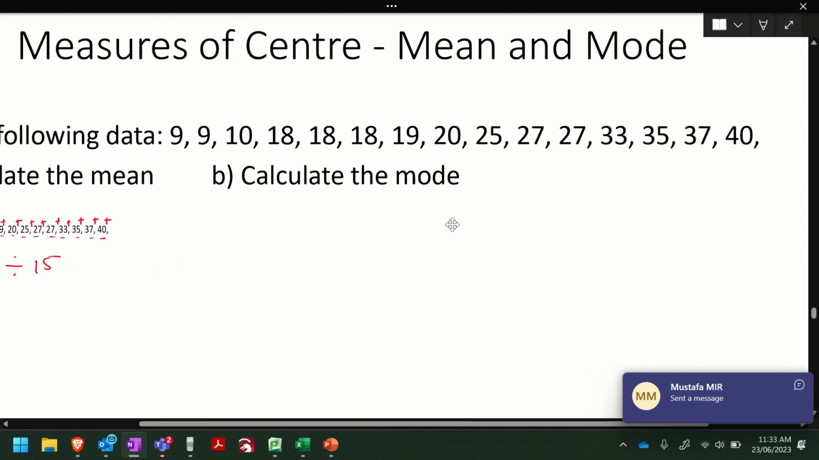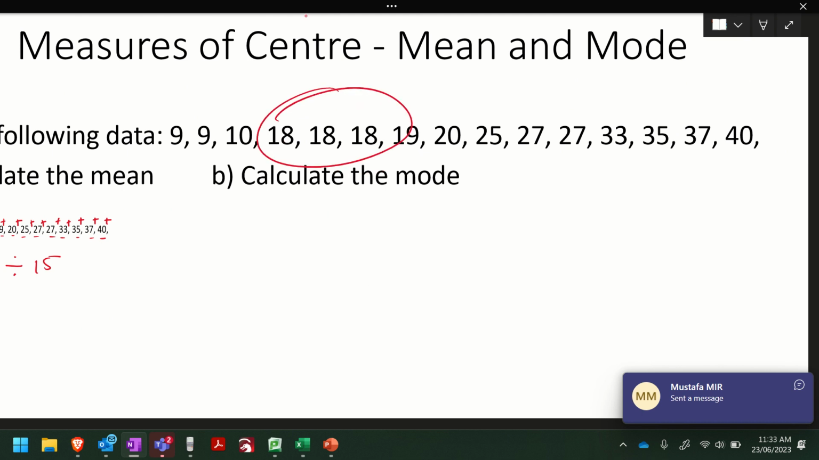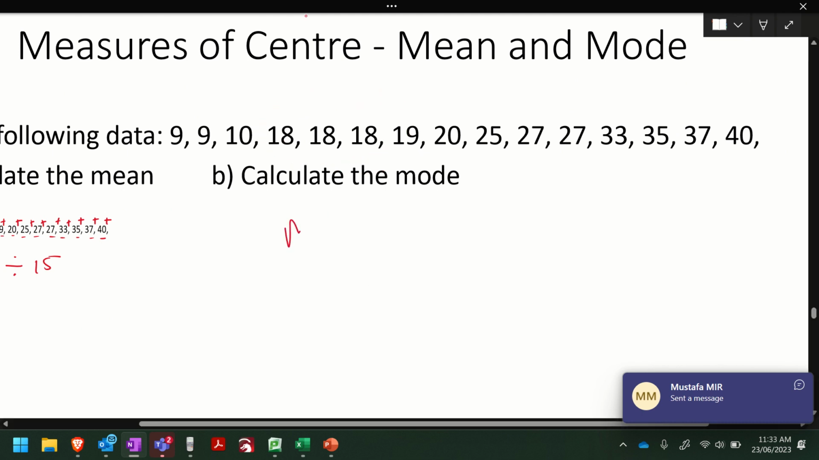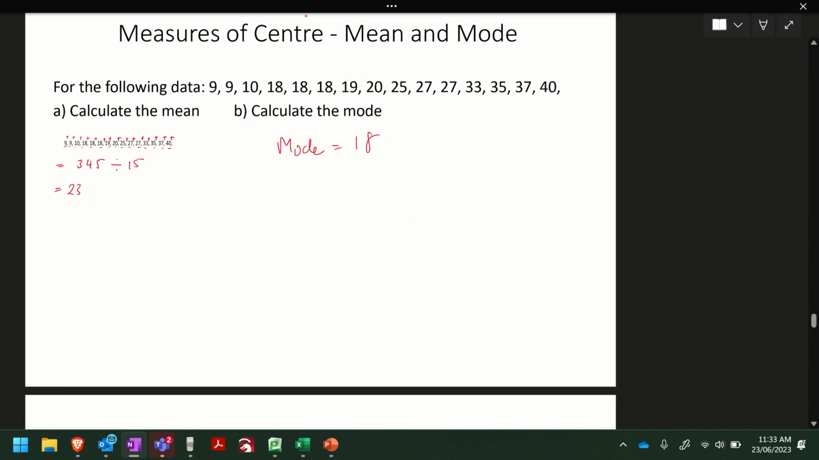Okay, mode, nice and easy. The mode is the number that appears the most frequently. Anyone want to tell me which one that is here? Which one appears the most? 18, because it appears three times. Easy. Not hard.